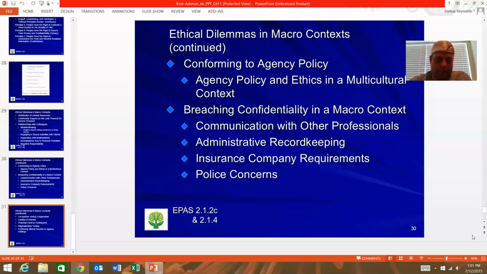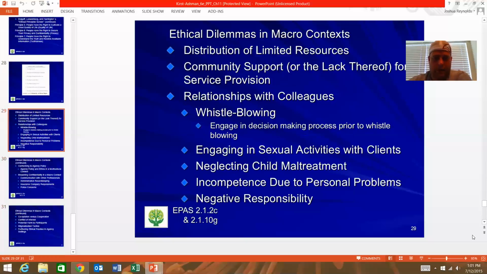All right, so we've got three more on this one, and then the next chapter will be short. So in the macro context, what does this all mean? Distribution of limited resources. There's not enough time or money to go around. So think about it: if you feel really strongly you need something for a client or for a group of clients, that may take away from another group of clients because there aren't unlimited resources. So thinking from a macro perspective, not just what your needs and your clients' needs are, what does this look like in terms of distributing resources across the board?